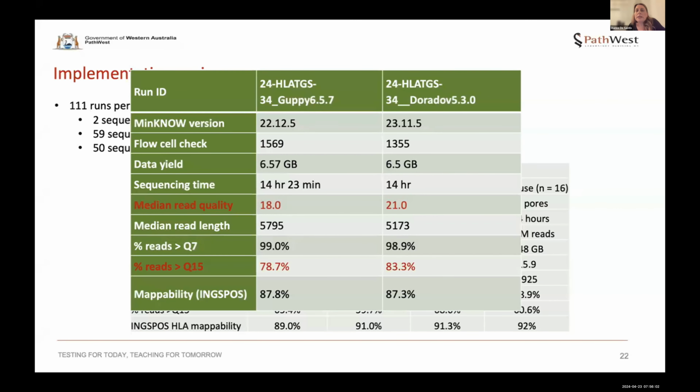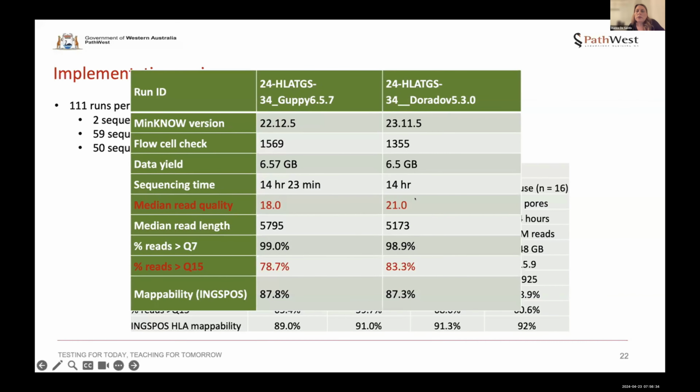Since implementation, we also had a change in the base calling software, from Guppy to Dorado. And again, once you change your base calling software, you need to review your quality metrics because things change. So you can see our flow cell check, the data yield. We collect about 6.5 gigabases of data per run for 32 samples, about 14 hours of sequencing.